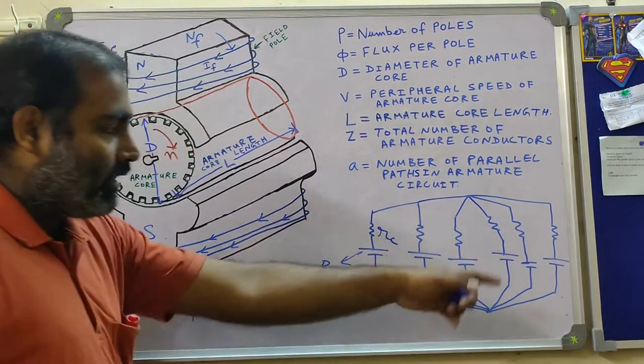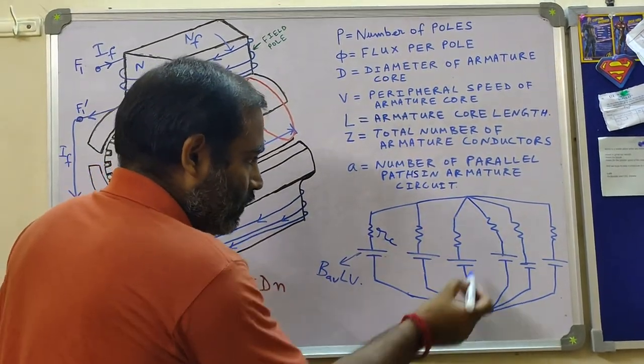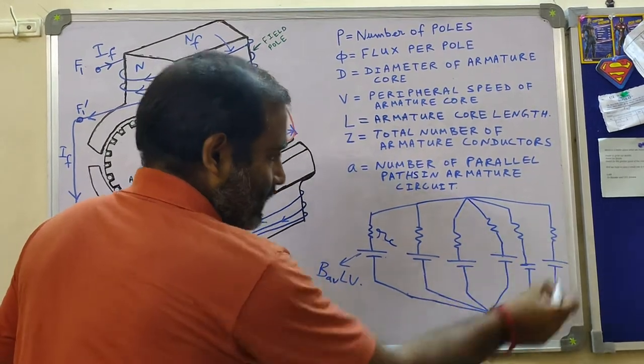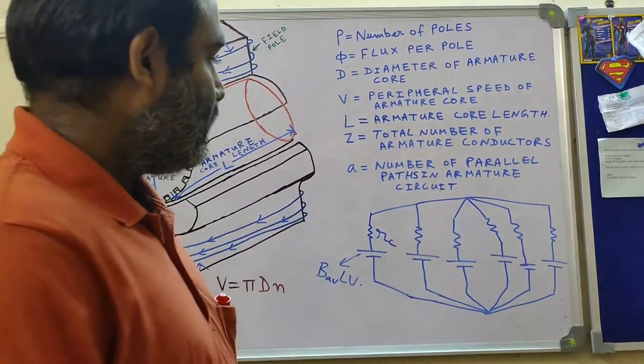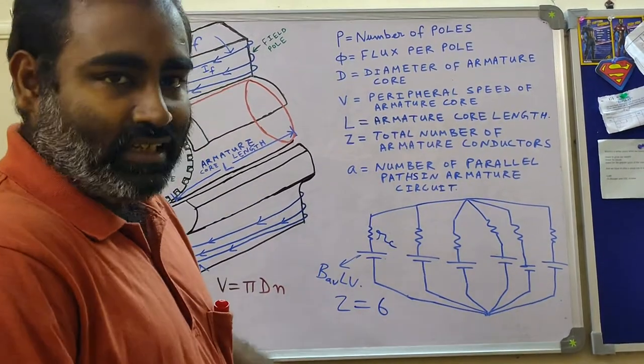So how many conductors do you see? Conductor 1, 2, 3, 4, 5, 6. So there are 6 conductors. What is Z? The total number of conductors is 6. What is the number of parallel paths?